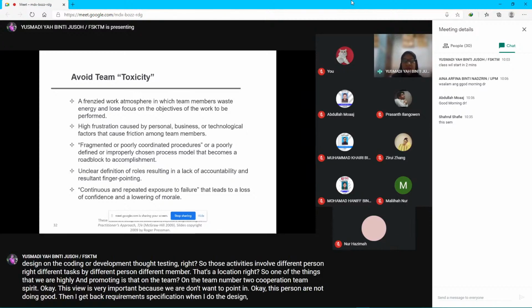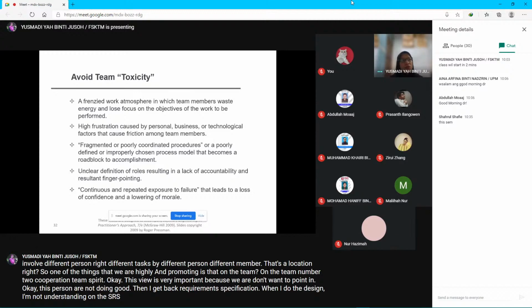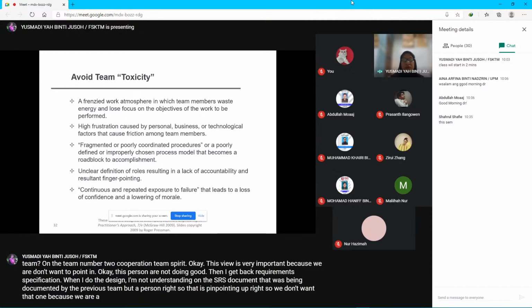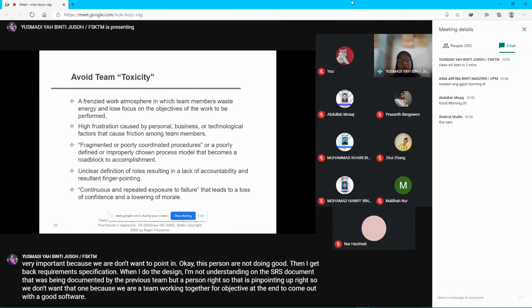I'm not understanding the SRS document that was being documented by the previous team person, right? So that is pinpointing, right? We don't want that, because we are a team working together for an objective at the end, to come out with a good software, a good product, right? Continuous and repeated exposure to failure leads to a loss of confidence and lowering of morale.